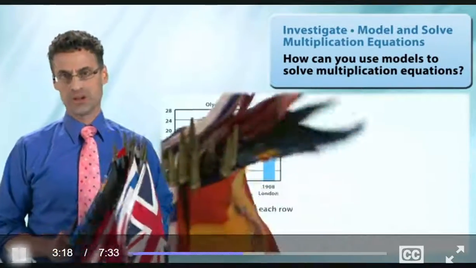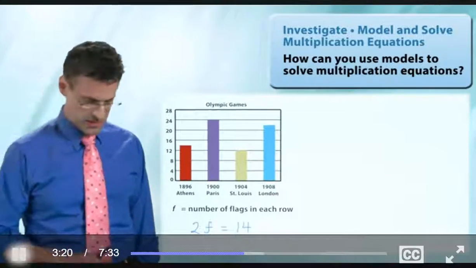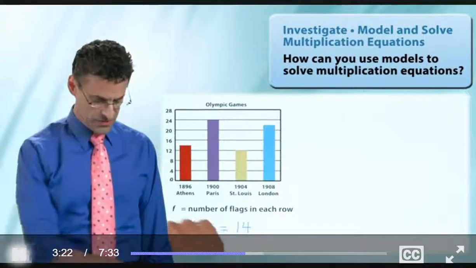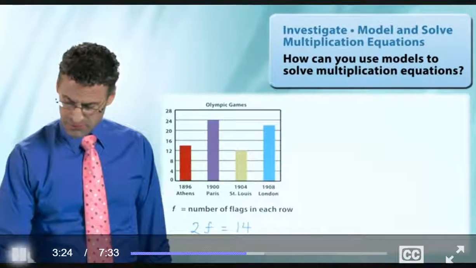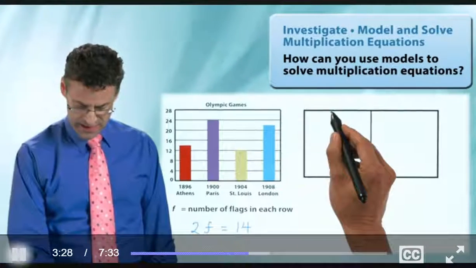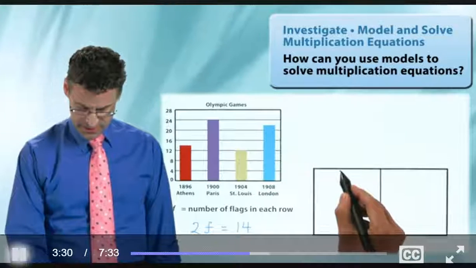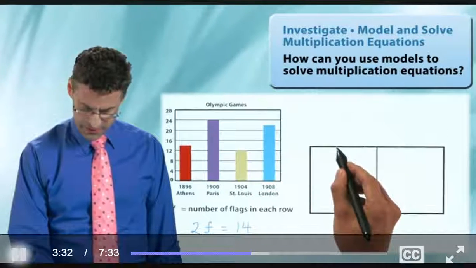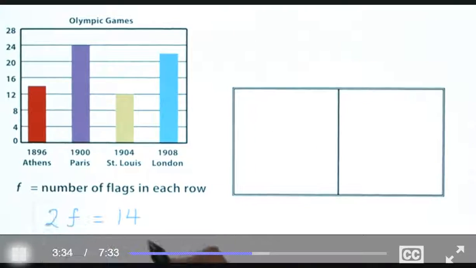Now, how could we actually model this? That's the question. Well, we could use algebra tiles. Let me show you how you might model this using algebra tiles. What we might do is take a frame like this, and I'm going to keep it right here, and check this out, I'm going to move my equation.